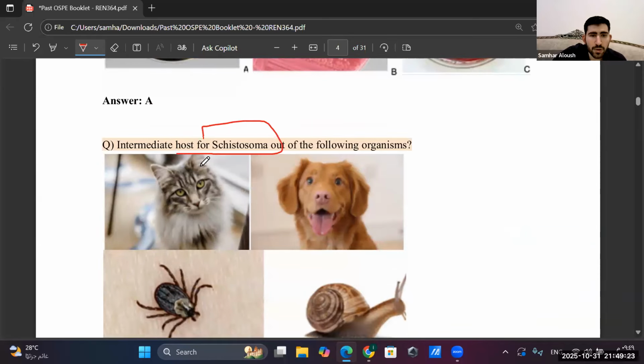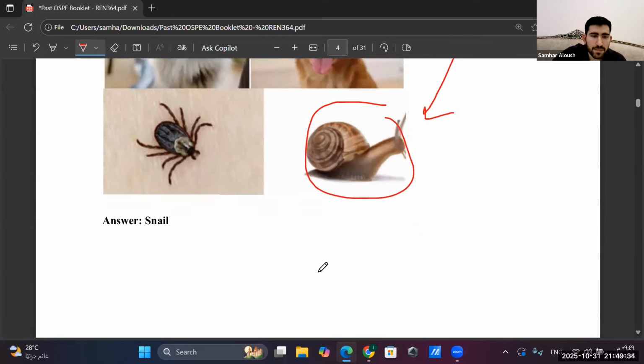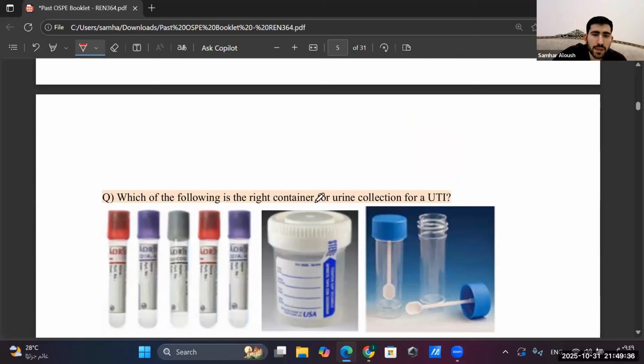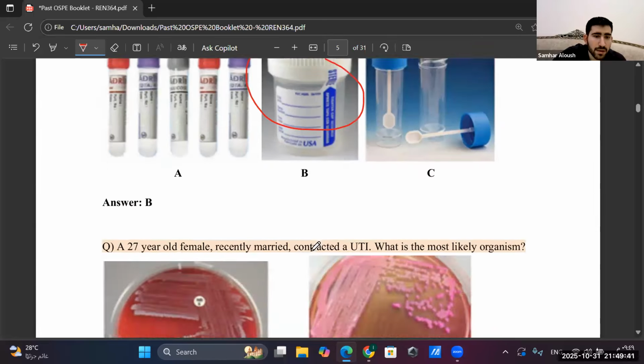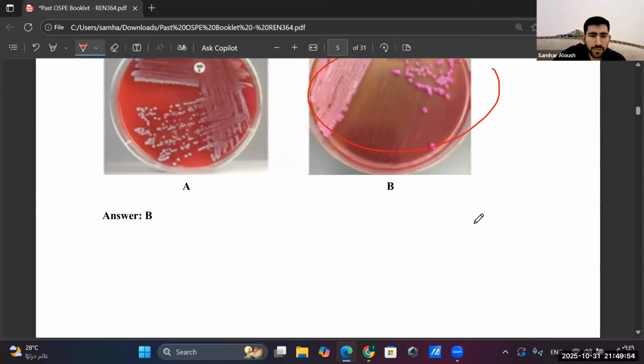Intermediate host for schistosoma. We said schistosoma is for swimmers and it lives in pool water, and the intermediate host is snails. Okay, which of the following is the right container for urine collection? It's definitely this one. We memorized that in the lecture. Okay, a 27-year-old female recently married has UTI. What's the most likely cause? Most common cause of UTI in all people, even sexually active women, is E. coli. So it's B.